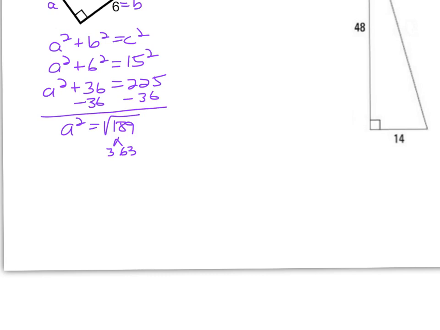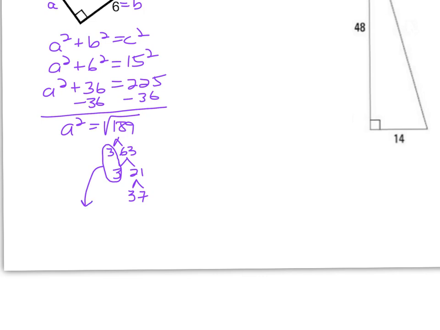3 is prime. Let's take 63. I know 3 will go into 63 again 21 times. And guess what? 3 goes into 21 7 times. Now 3 and 7 are both prime, so that's as far as we can go. When we simplify square roots, again, we're looking for groups of 2.